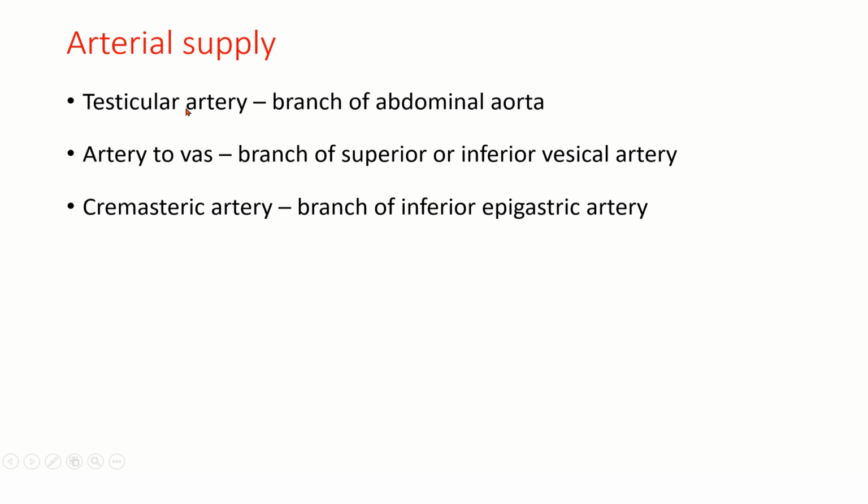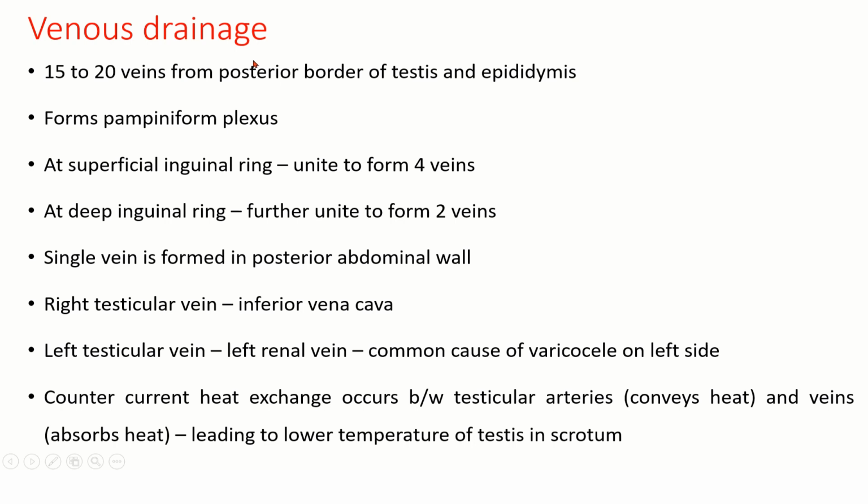Arterial supply: it is supplied by three arteries: the testicular artery, which is a branch of the abdominal aorta, the artery to vas, which is a branch of the superior and inferior vesical artery, and the cremasteric artery, which is a branch of the inferior epigastric artery.